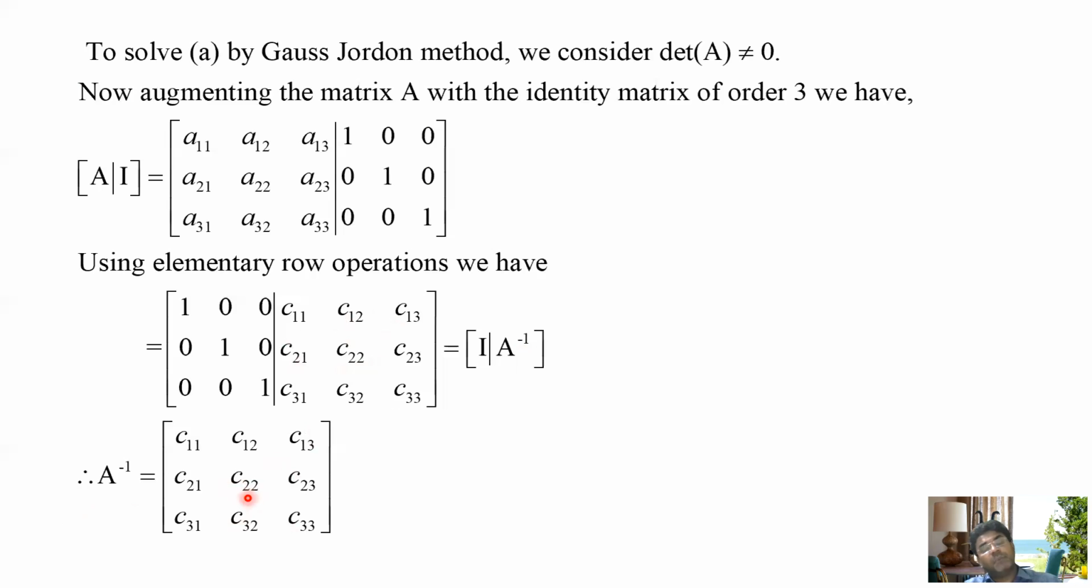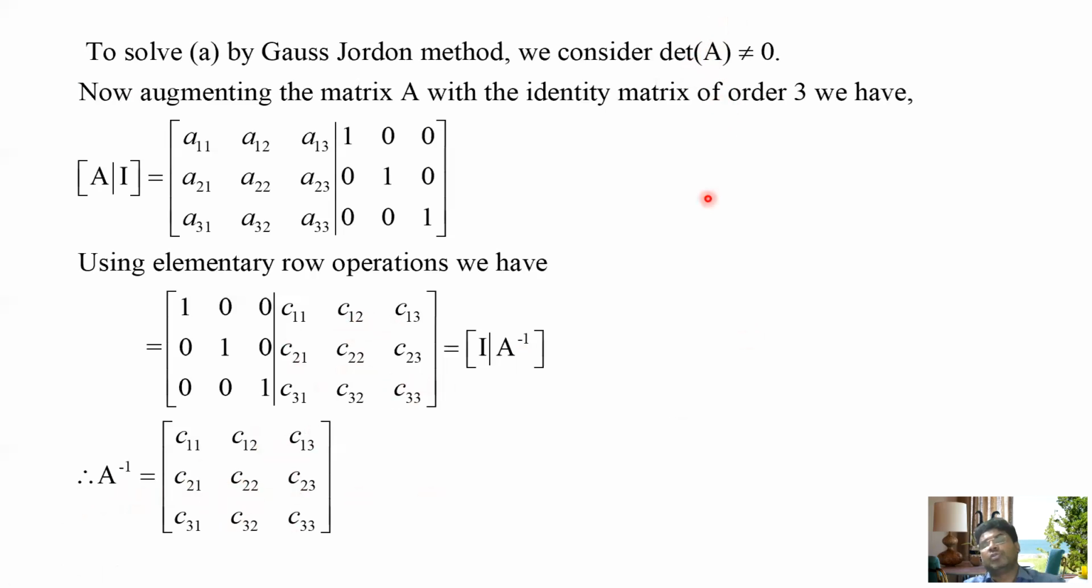Clear? So this is the main part of Jordan. You are calculating your A inverse without any adjoint, without using any general formula of adjoint by determinant. Then I think you have a question in your mind: why am I calculating determinant A?